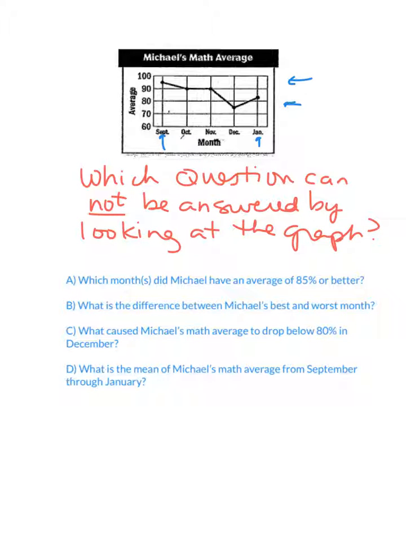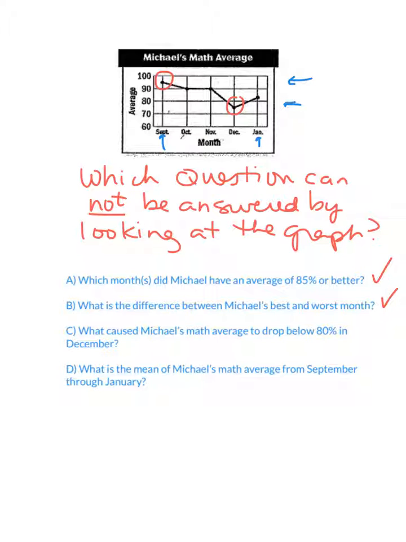Letter A says, which months did Michael have an average of 85% or better? We can tell that by looking at our graph. We can come up with all the months in which 85% or better, so we can see that. Letter B says, what's the difference between Michael's best and worst month? We could definitely do that. It looks like his best month was September and his worst month was December, so if I wanted to calculate, I could do that.